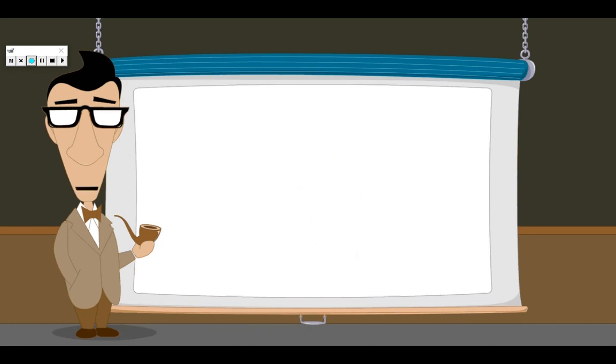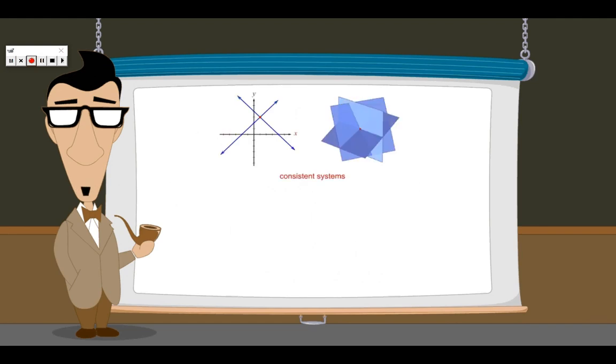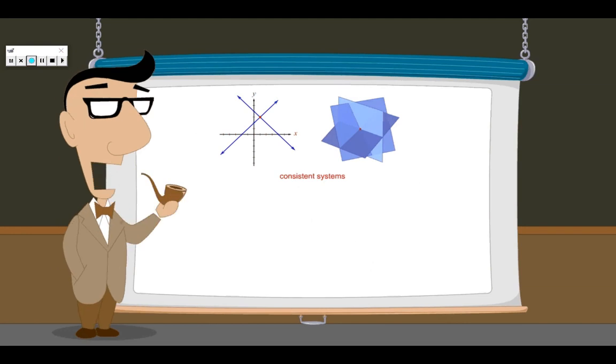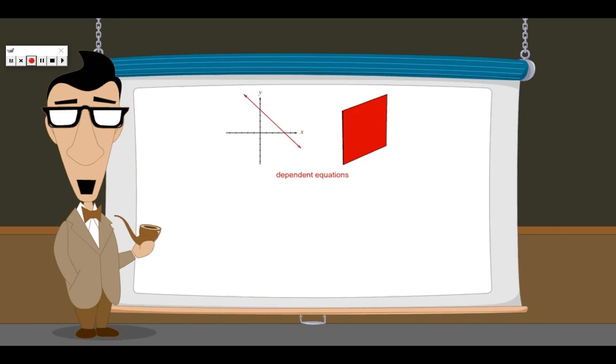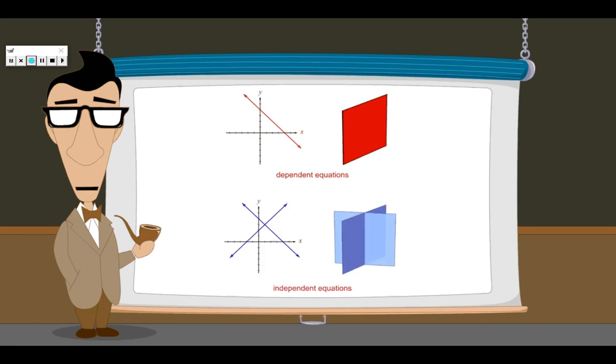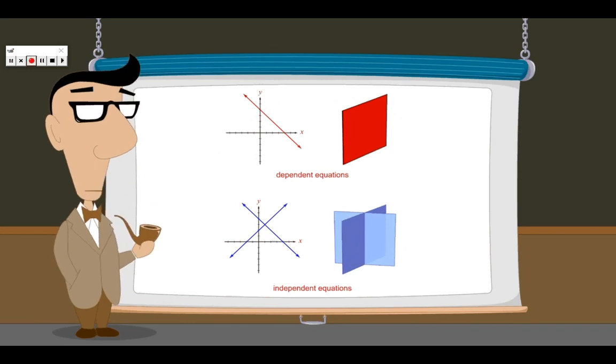Regardless of the number of variables or equations in a system, if the system has one or more solutions, it is called consistent. And if the system has no solutions, it is inconsistent. Likewise, 2 or more equations whose graphs are identical are called dependent, and equations with distinct graphs are independent. Now that we have seen how systems of 3 linear equations in 3 variables can be visualized, in the next lecture we will see how these systems can be solved.